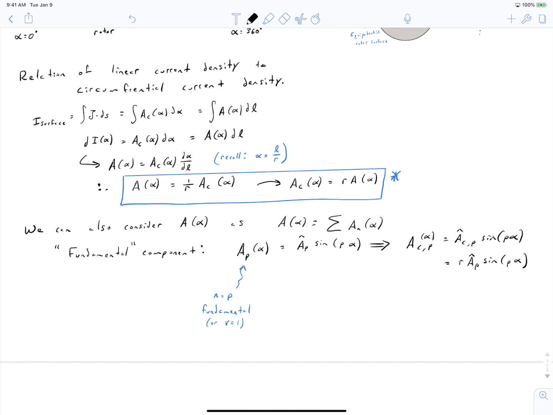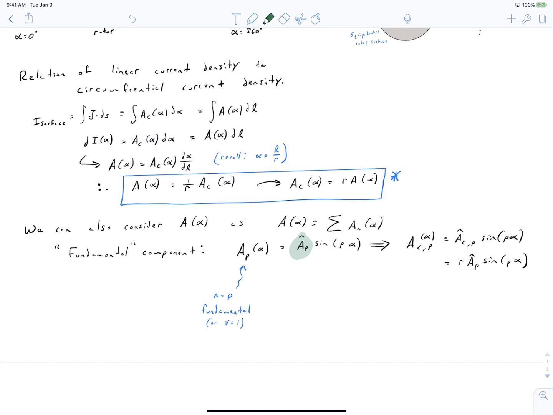So where are we going with this? Why are we doing this? Well, it turns out that this quantity A_p hat is a fundamental property of electric machines. In fact, it's referred to as the electric loading of the machine. And it's important that we can trace this back and forth to the physics of our machine and the actual wires that we were putting in slots.